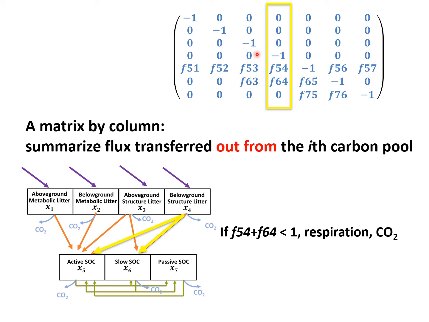If we sum all those off-diagonal elements in one column, here for the 4th column, they are F54 plus F64. If this value is smaller than 1, that means there is carbon lost out of the system. Here it is most likely CO2 through respiration that we do not track further.